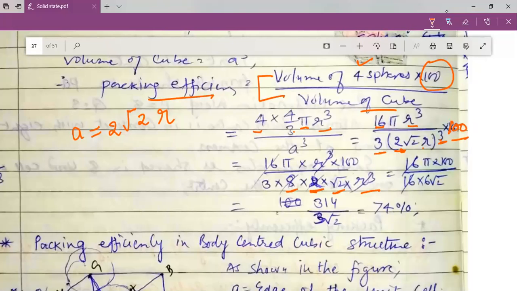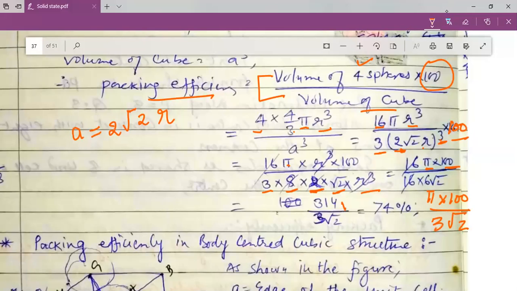We can multiply this 8 into 2 to get 16, and this 16 divided by 16 will also give us 1. So what we finally have, my dear student, is that we have pi left with us, then we have 100 left with us, and at the denominator we have 3 root 2 left with us. So finally we get pi multiplied by 100 divided by 3 root 2.